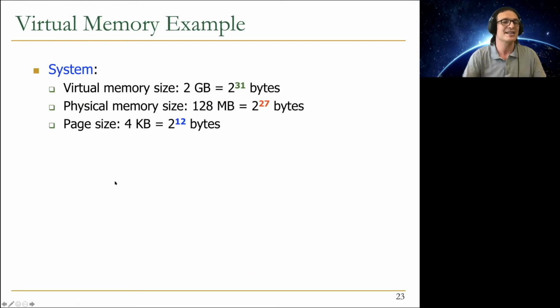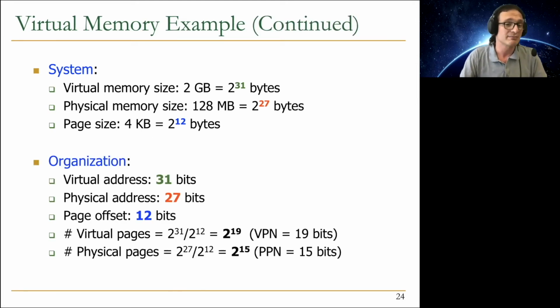So let's take a look at an example of a virtual memory system. The virtual memory size is 2 gigabytes. I showed you earlier, actually. You have 31 bits. Physical memory size is 2^27 bytes. Page size is 4 kilobytes, 2^12 bytes. Many systems have 4 kilobyte pages today. Some of them have 8 kilobyte pages. The organization looks like this. The virtual address should be 31 bits. The physical address should be 27. The page offset should be 12 bits.